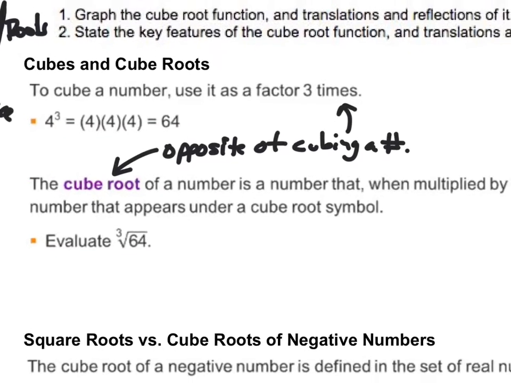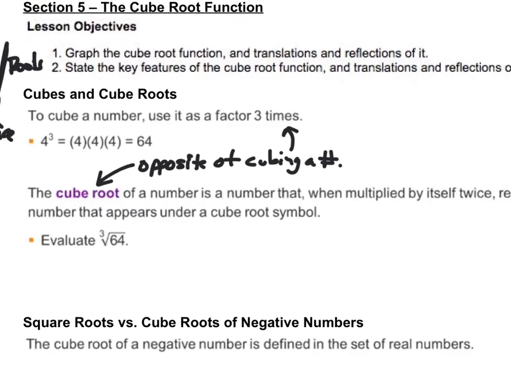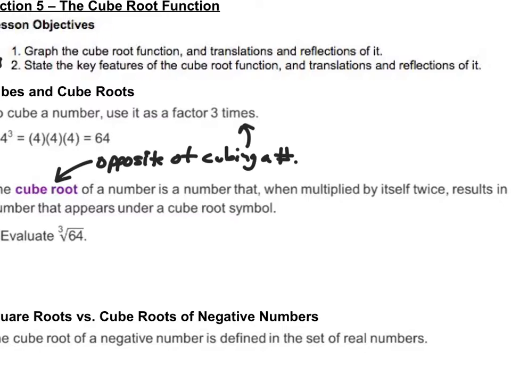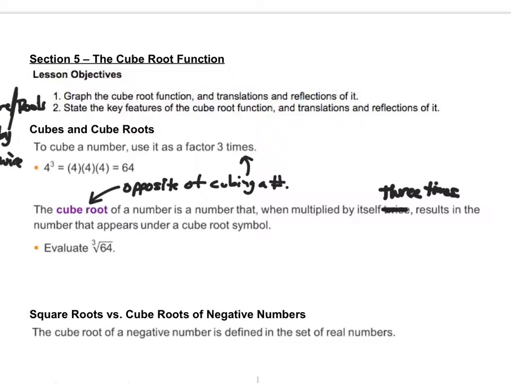So the cube root of a number is a number that when multiplied by itself 3 times, let's change this to 3 times, results in the number that appears under a cube root symbol.